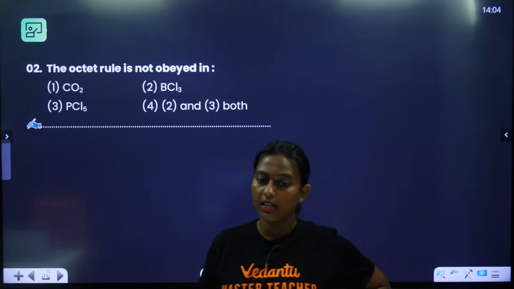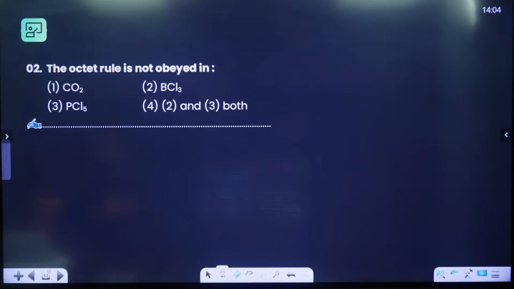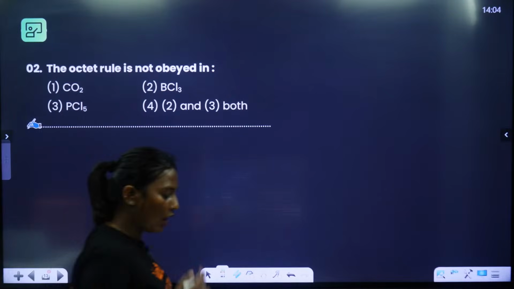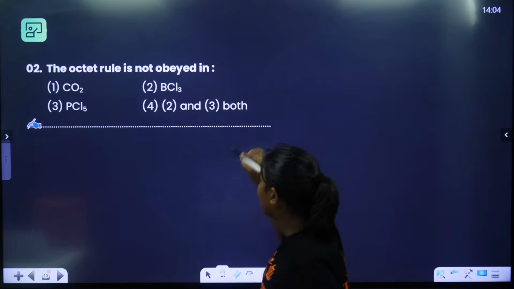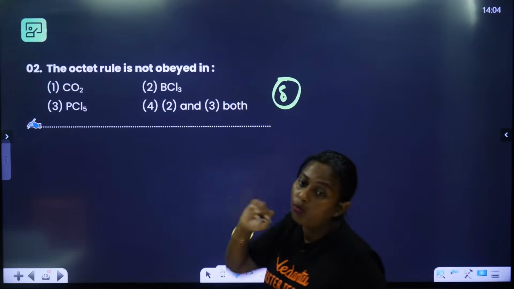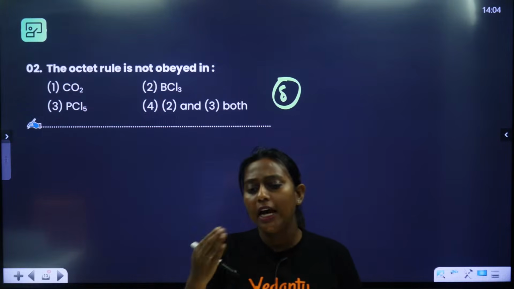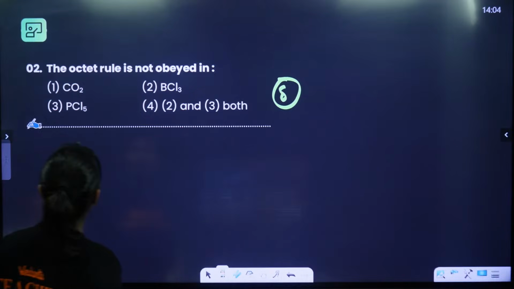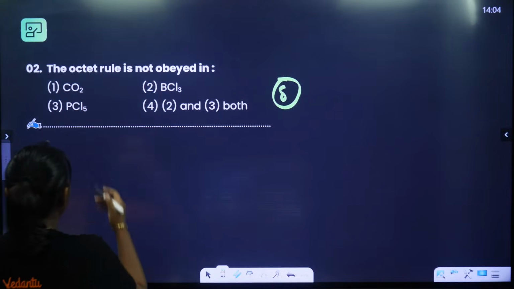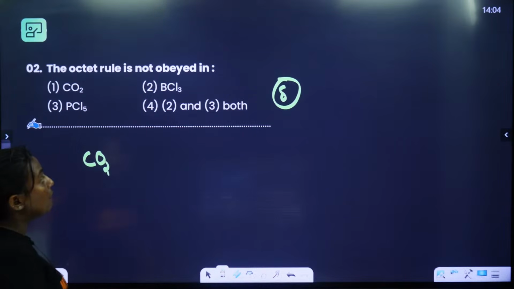Come on, tell me what is the correct answer. The octet rule is not obeyed in which? What is the octet rule? The outermost shell should contain 8 electrons, only 8 electrons. More than 8 is a limitation of the octet rule, and less than 8 electrons is also a limitation of the octet rule. So here the octet rule is not obeyed in: CO2, BCl3, and PCl5.